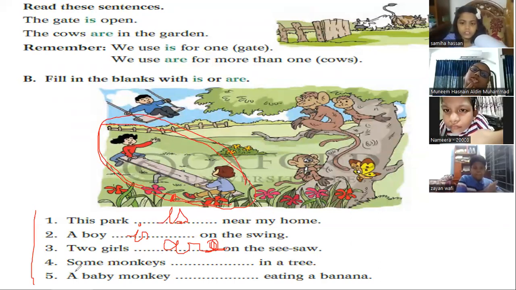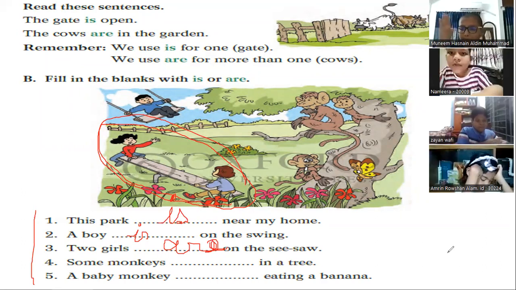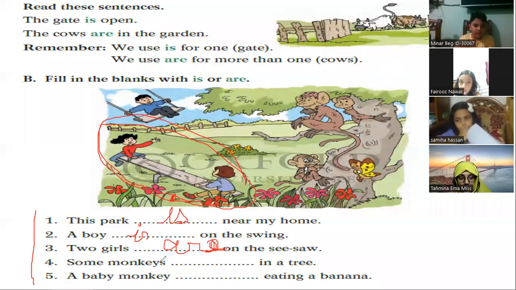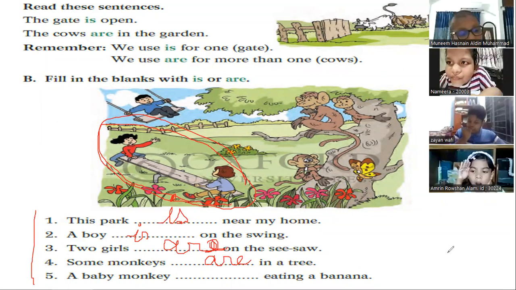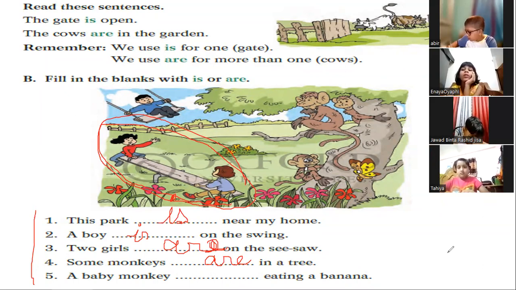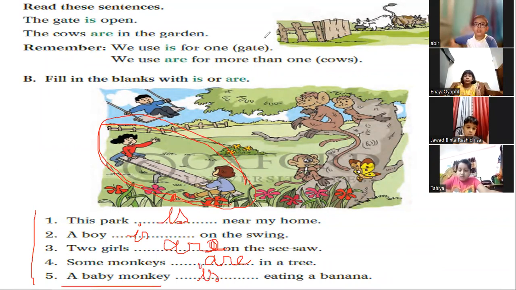Okay, so number four. Yes, Minar, what is the answer of number four? Some monkeys are in a tree. Miss, I want to say number five. Yes, Labi, say. What is the answer of number five? A baby monkey is eating a banana. Very good. Because a baby is singular.